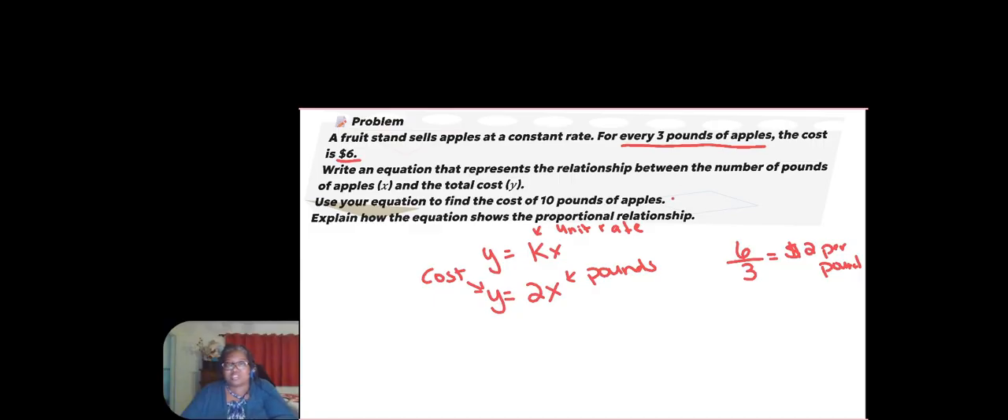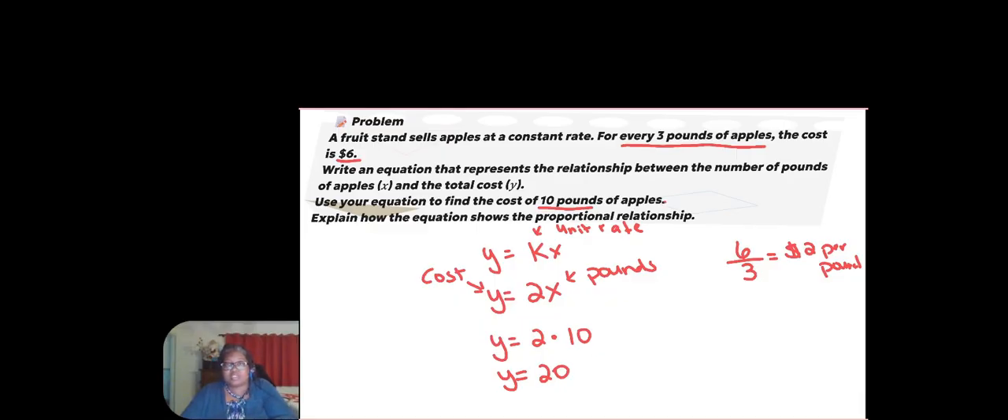So now that we know what all of the parts of the equation stand for, now we can use that to solve this. Use your equation to find the cost of 10 pounds of apples. Well, we know that x is with pounds, so we can replace the x with 10. So y equals 2 times 10, and 2 times 10 is 20, so y equals 20. So that means that 10 pounds of apples would cost $20, and that would make sense because if it's $2 per pound, well, 2 times 10 equals 20.